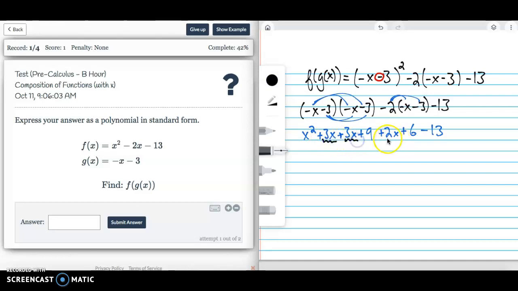So I got some regular x's going on, and I have some constants going on, and then I have just an x squared hanging out. So x squared is just going to hang out, and then I got 3x plus 3x plus 2x, which will give me 8x total. 9 plus 6 is 15, minus 13 would give me plus 2. Let's go ahead and type my answer in there.